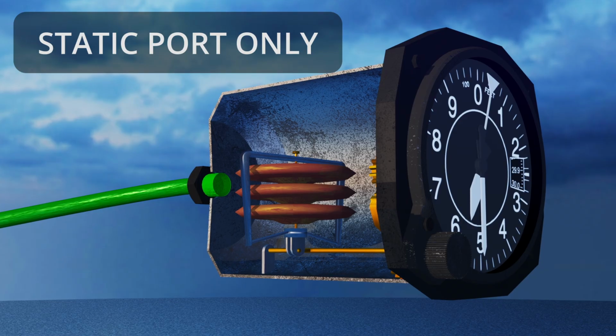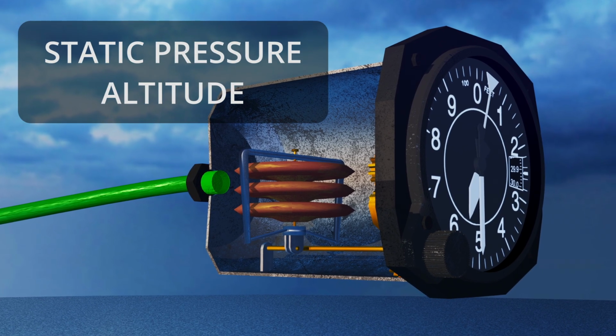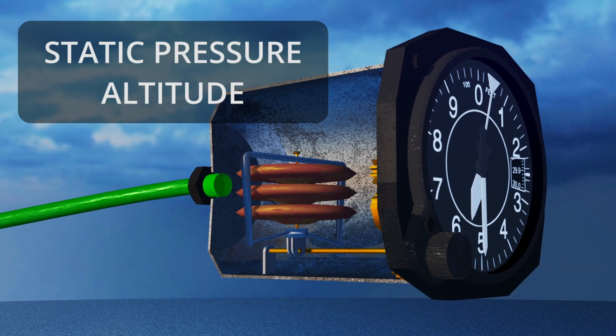The altimeter uses the static port only. It's basically giving you a direct reading of static pressure, which we interpret as altitude.